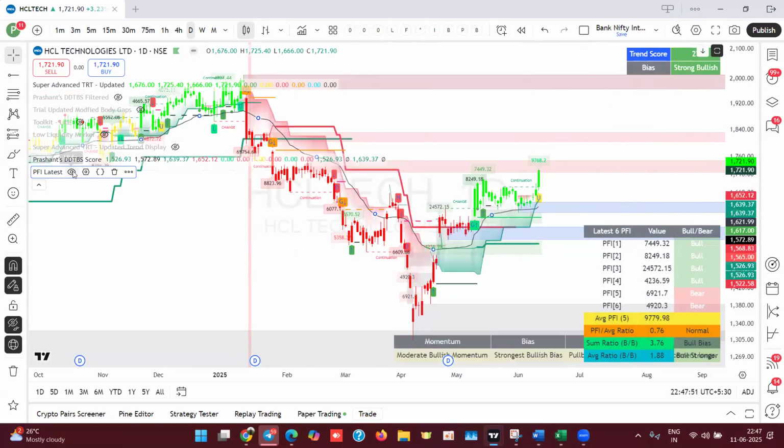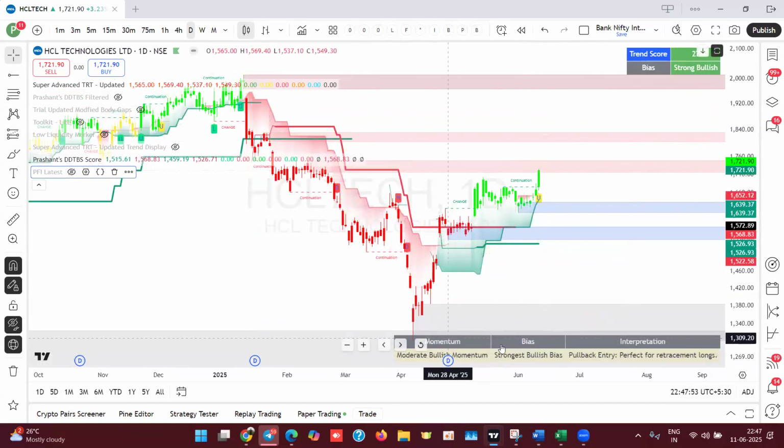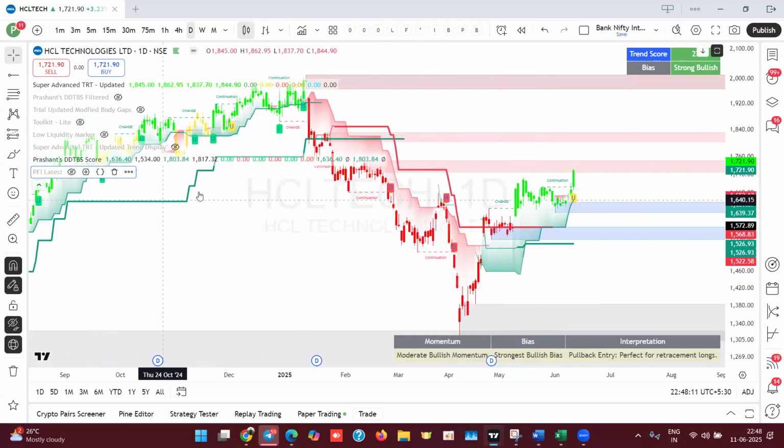And I have created this new box. This is momentum, this is bias, this is interpretation. So momentum is based on this gradient colors. This is input time frame trend, and bias is based on this chart time frame. So isolated lines without gradient, they are chart time frame. So here we have this line and red has disappeared, therefore it is showing strongest bullish bias because candles are closing above both these and there is strong up move. So therefore bias is strongly bullish, moderate bullish momentum.